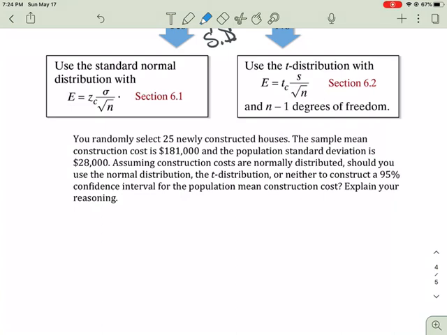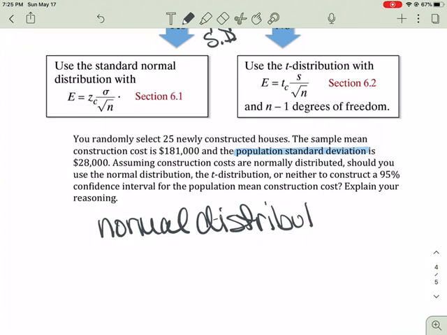So it says the construction cost is 181,000. The population standard deviation, that's the key. So that's going to tell us that we're going to use the normal or the Z. And again, why? Because it says population standard deviation. We know that, so we can use the Z.